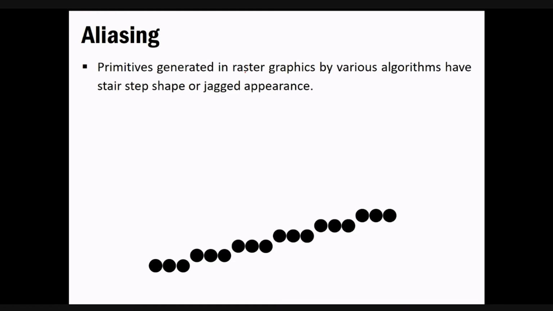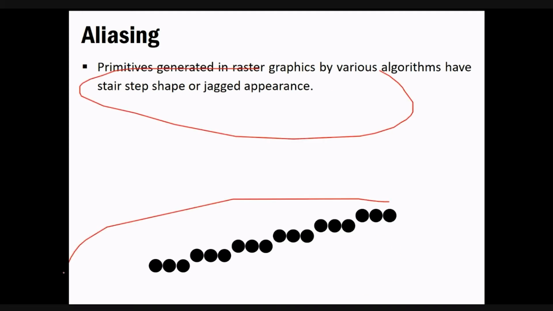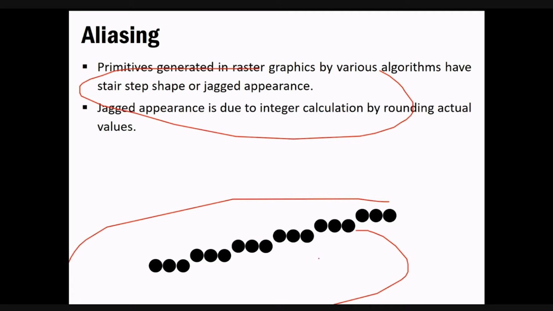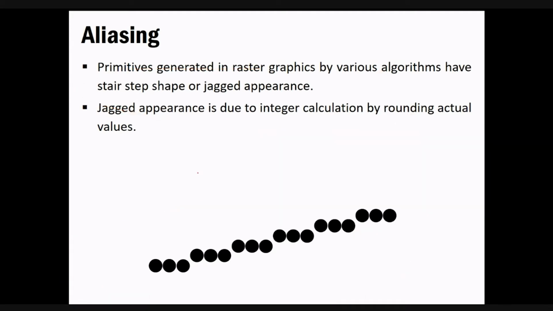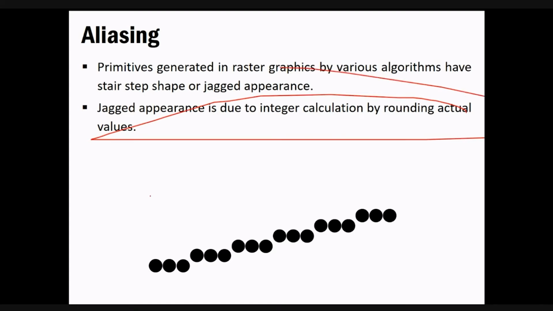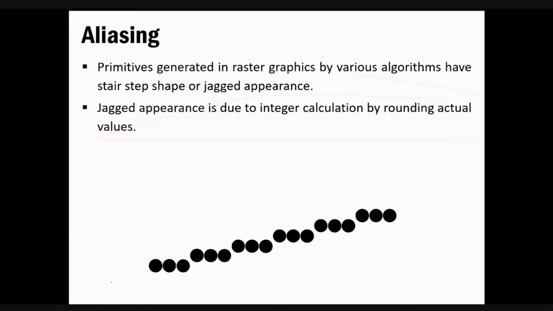Primitives generated in raster graphics, as we have seen till now, were working on integer values that were rounded off. But now these things are creating problems for us, because various algorithms produce a step, shape or jagged appearance, as shown over here. We don't want it to be that pixelated, because that won't look good. Due to integer calculation by rounding the actual values, that is the problem we are facing. So now we need to deal with it.